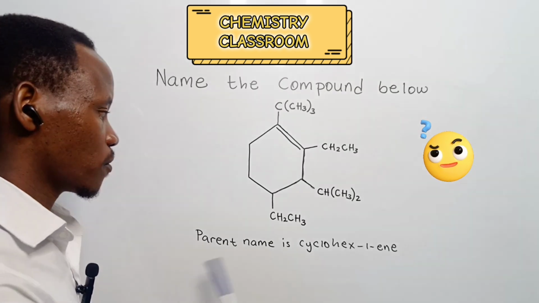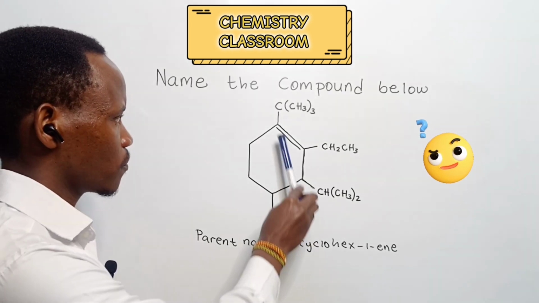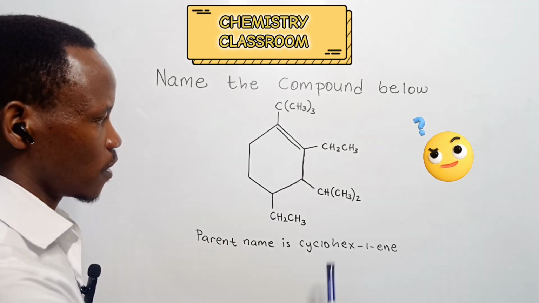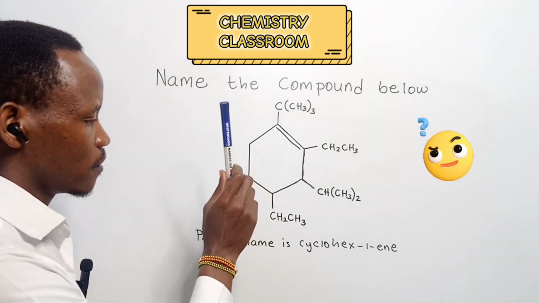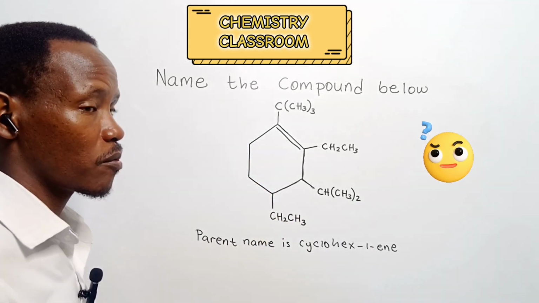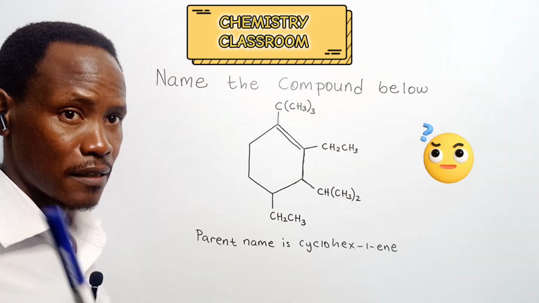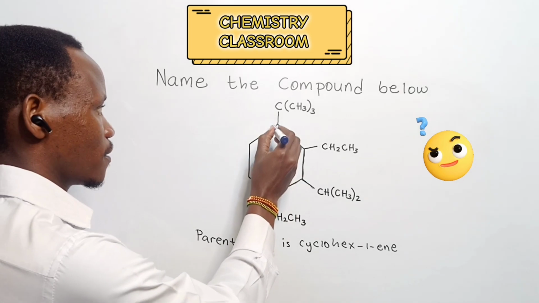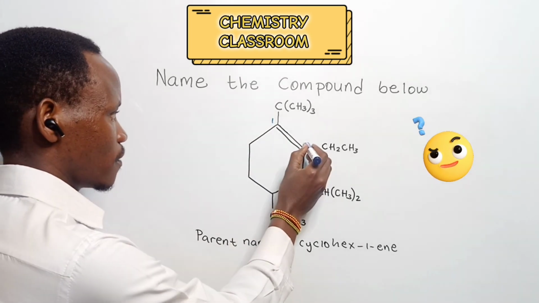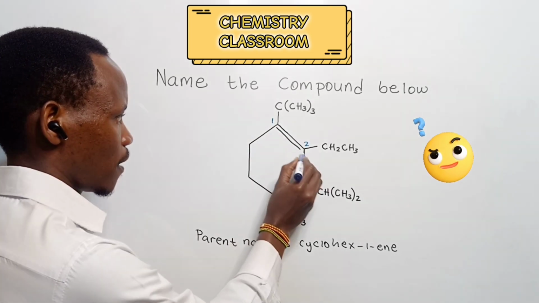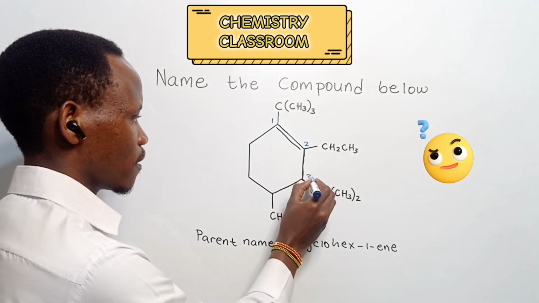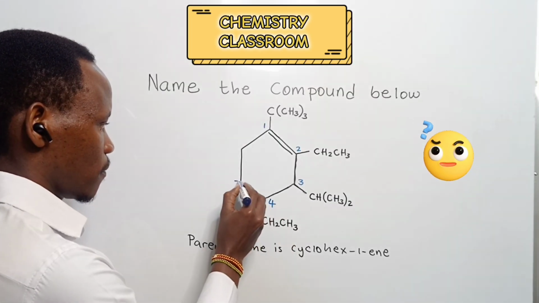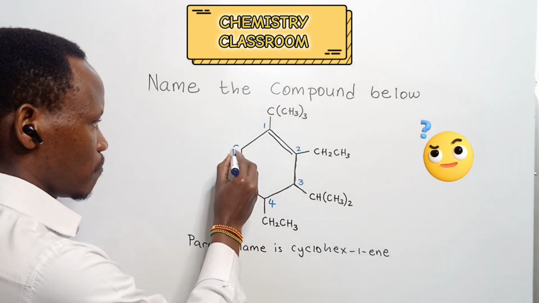The second guideline is that we number carbon atoms on our parent chain. But because we are having alkenes, we must make sure that the carbon-carbon double bond is between the first and the second position. So, without wasting time, this is going to be number 1. This is number 2. This is our carbon-carbon double bond. This is number 3. This is number 4. This is number 5. And that is number 6.